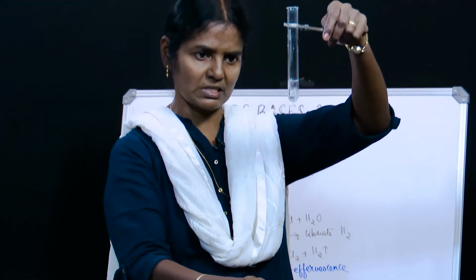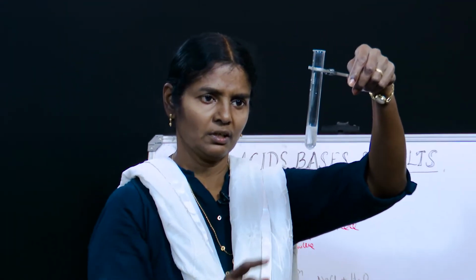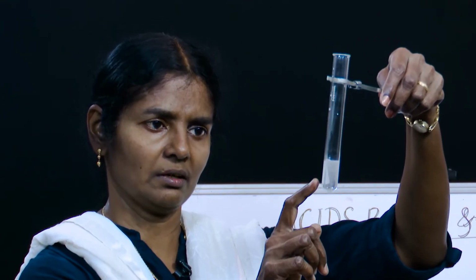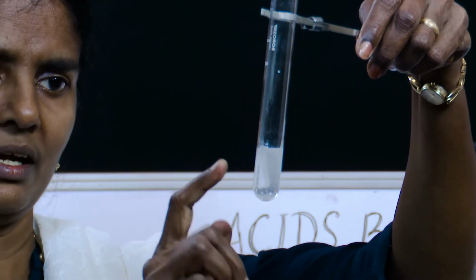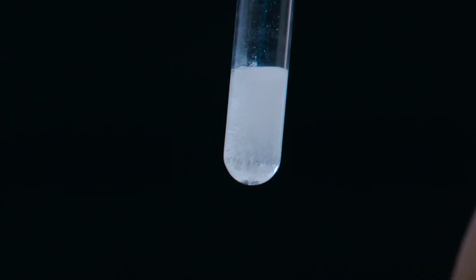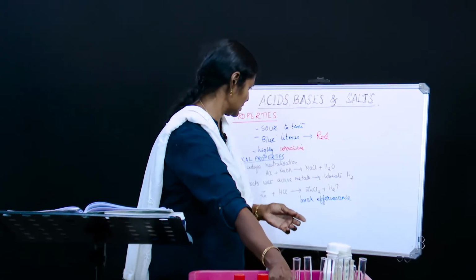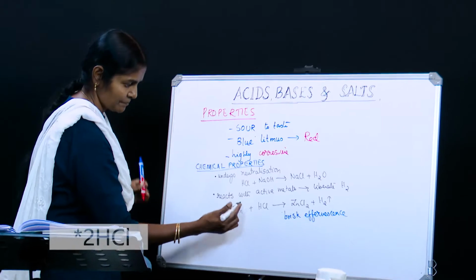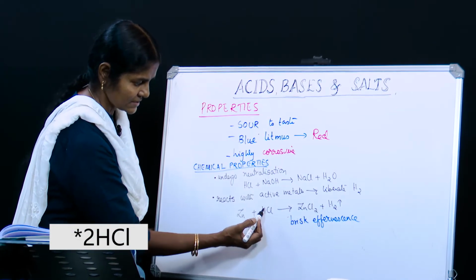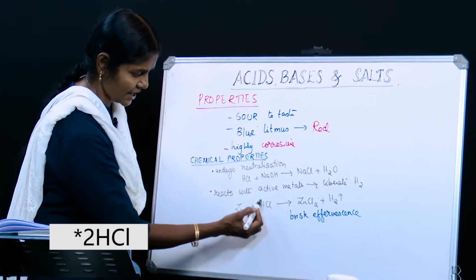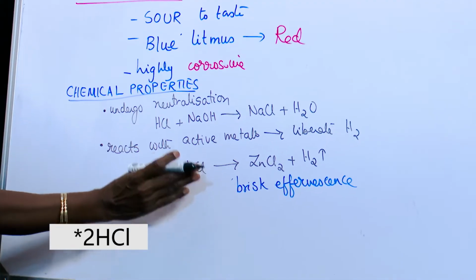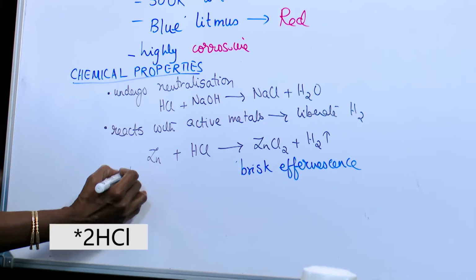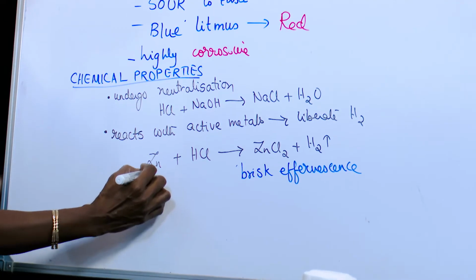you can see bubbles coming up, and these bubbles are nothing but the evolution of hydrogen, and this is called brisk effervescence. Now what is actually happening here? If you see here, this acid has displaced hydrogen and zinc has come into its place. So it is actually undergoing a displacement reaction. This reaction is called a displacement reaction.